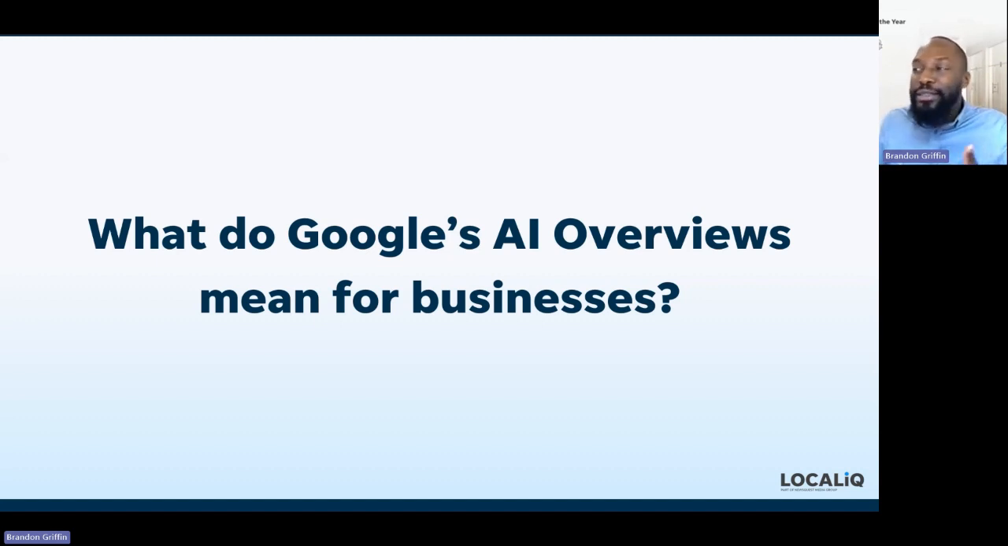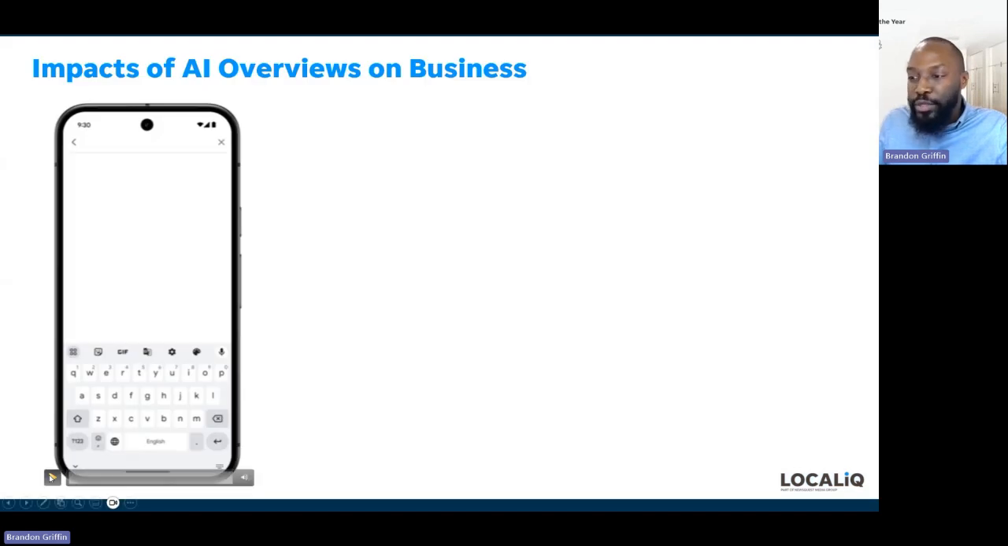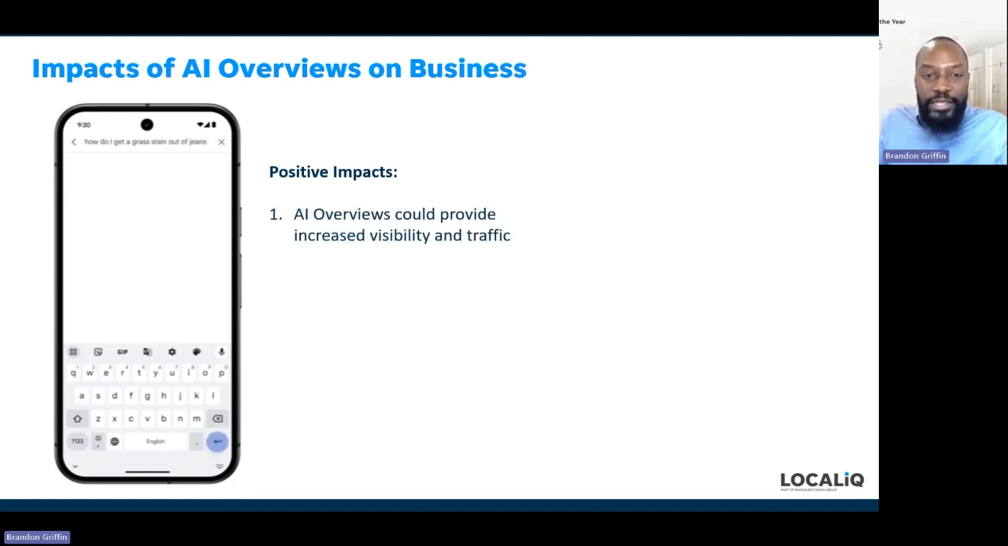Let's look at this a little more deeply. We're talking about the positives and the negatives of AI overviews as it relates to businesses. Some of the positives: number one, as I just mentioned, increased visibility and traffic. One of the key advantages of appearing in an AI overview is the potential for having that increased click back to your website.